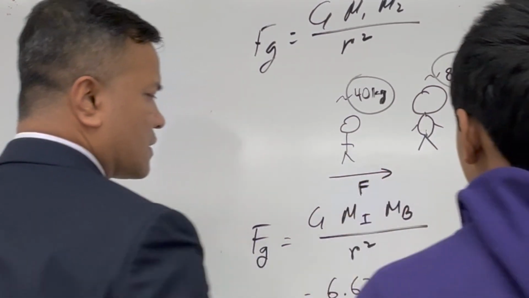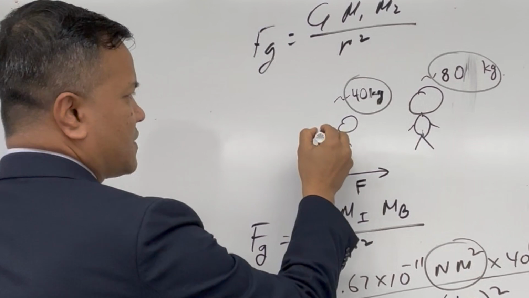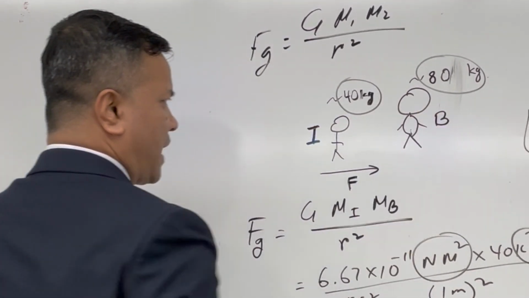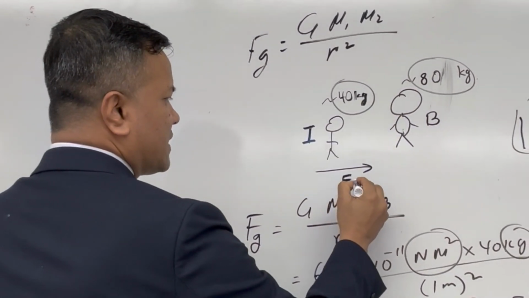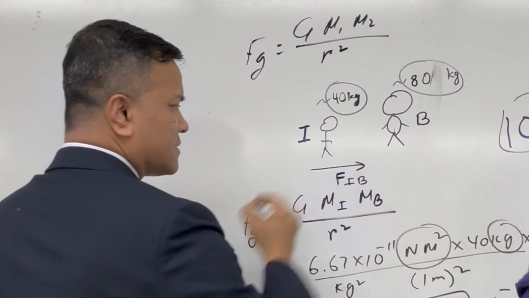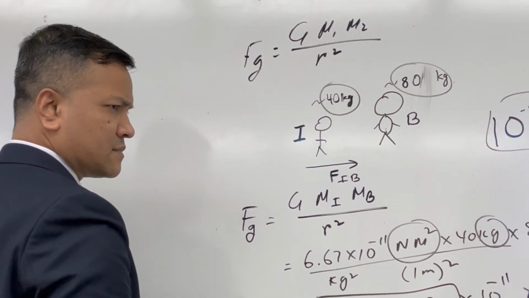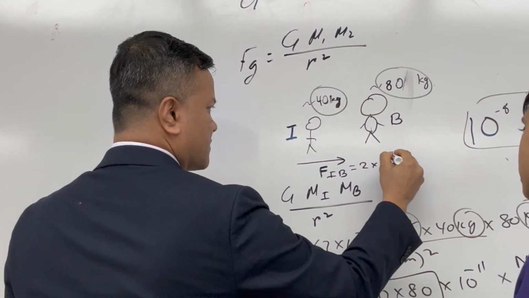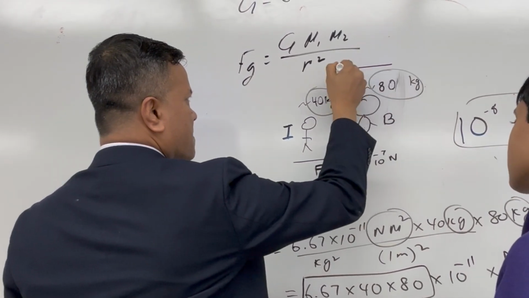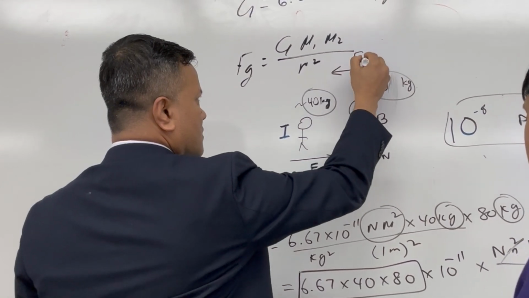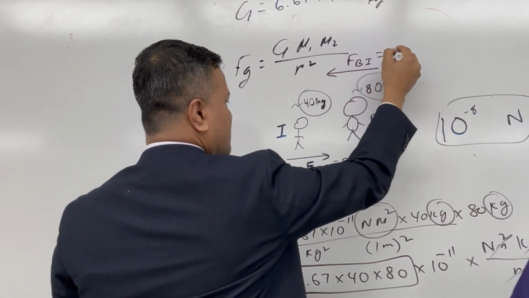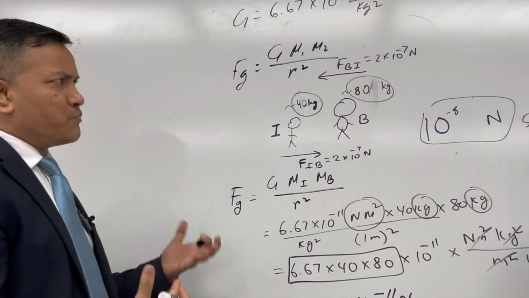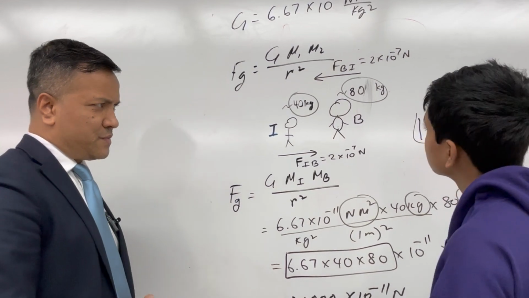Force on. So this is Isaac, and this is Mr. Bari. So force on Isaac by me is 2 times 10 raised to -7 Newton. What is the name of this one? F on Isaac by me, which is also the same thing, 2 times 10 raised to -7. Now, this is very small force between these two bodies.